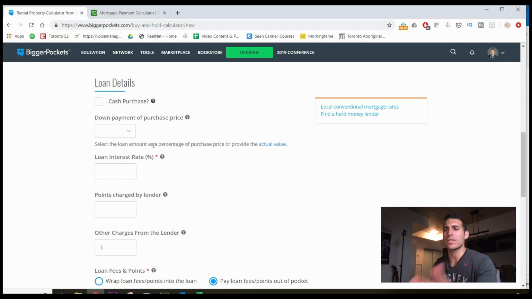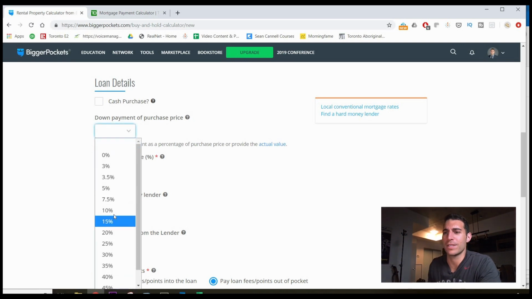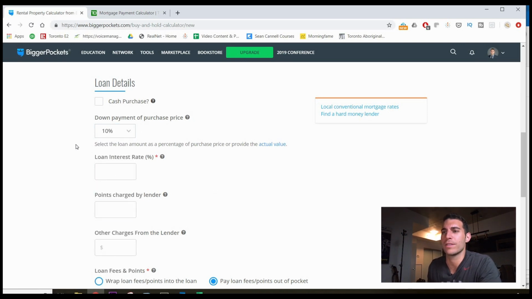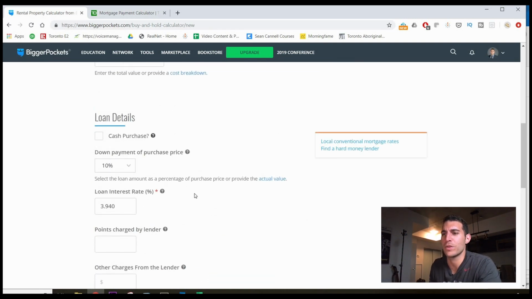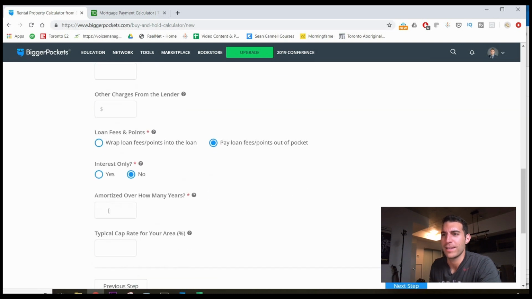Cash purchase, of course not. What would be the point of real estate if we weren't gonna lever these up a little bit? Where's the fun in that? Okay, so 10% down payment, loan interest. I think at the time it was 3.94. Don't get mad at me if your market isn't that. This was a few years ago and you're probably in a different market.